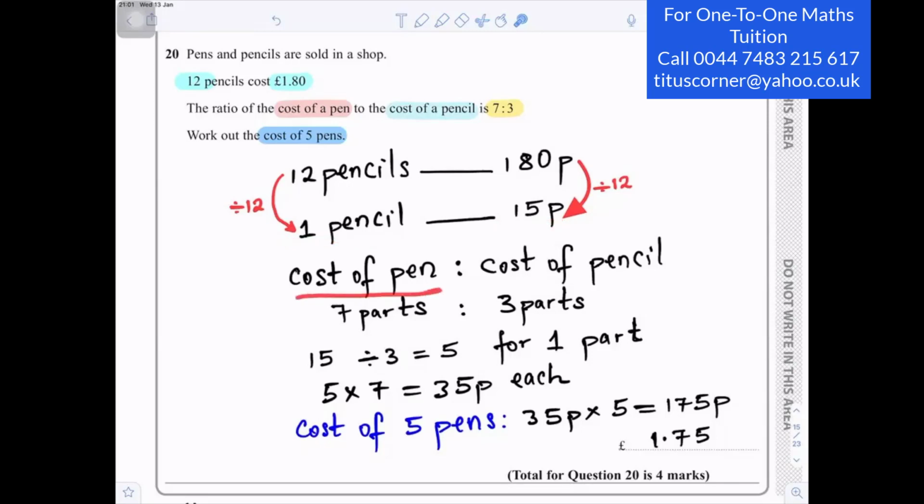We know the cost of a pen is to the cost of a pencil in the ratio 7 parts of pen to 3 parts of pencil. So 15 divided by 3 gives you 5 for 1 part. And 5 times 7 is 35 pence each. So the cost of 5 pens would be 35 pence times 5, which is 175 pence, or £1.75.